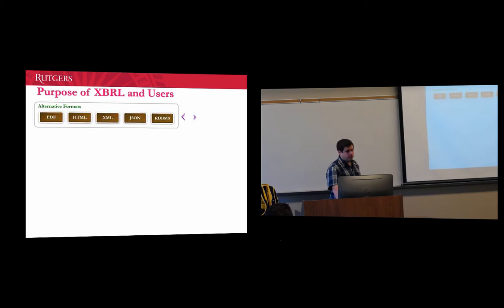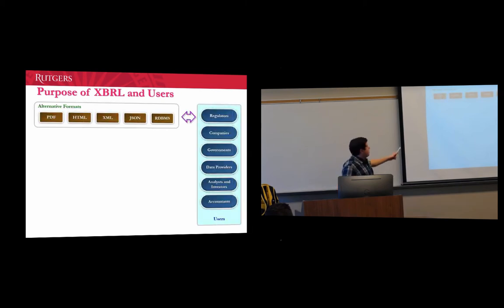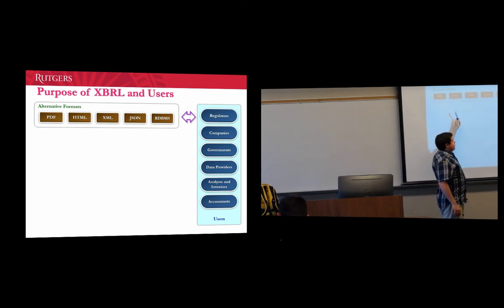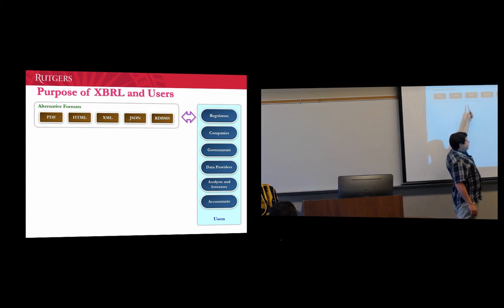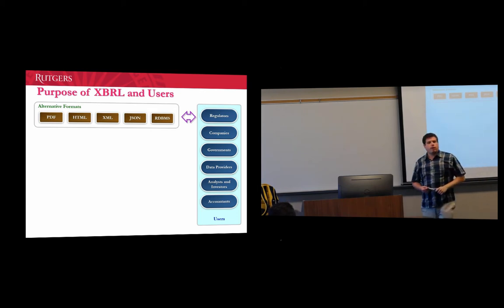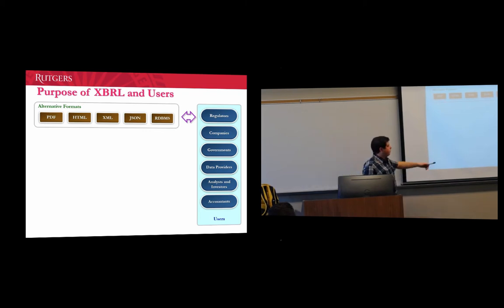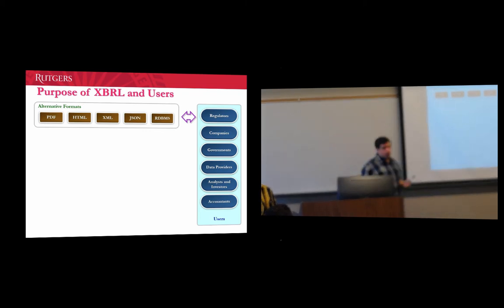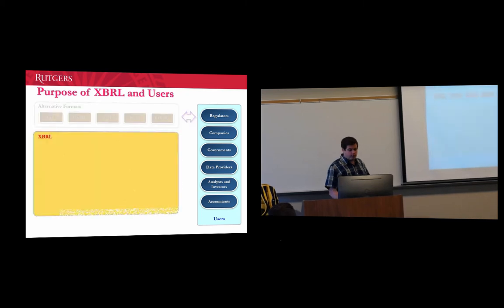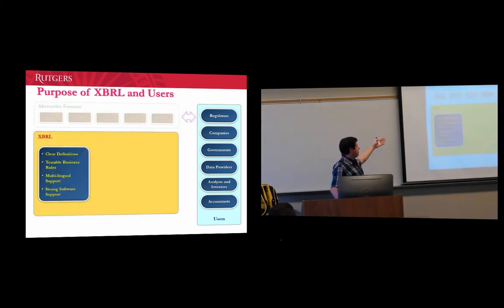So this is the purpose, right? You have all these different formats up here, and some of them are machine readable, but there are only general machine tags for these things like XML. There's no specific taxonomy. And then you have all these people here that want to use that data, right? And so XBRL sort of links those. So you have clear definitions of all the different things that you're tagging, each different item on a financial statement. You have testable business rules.